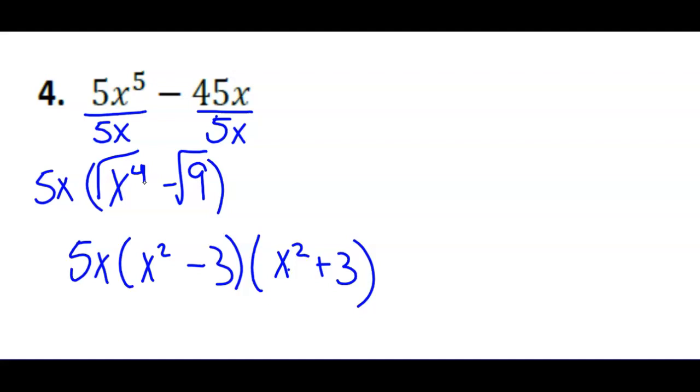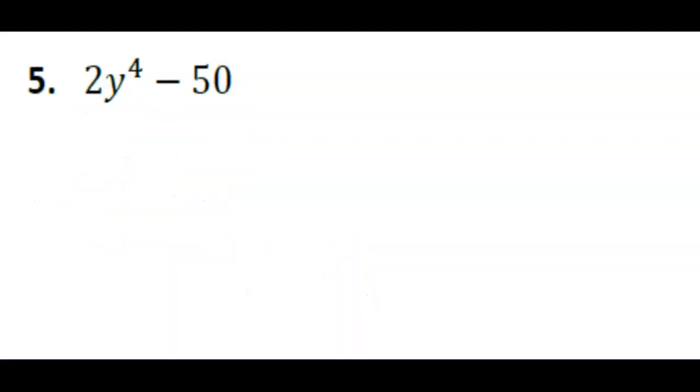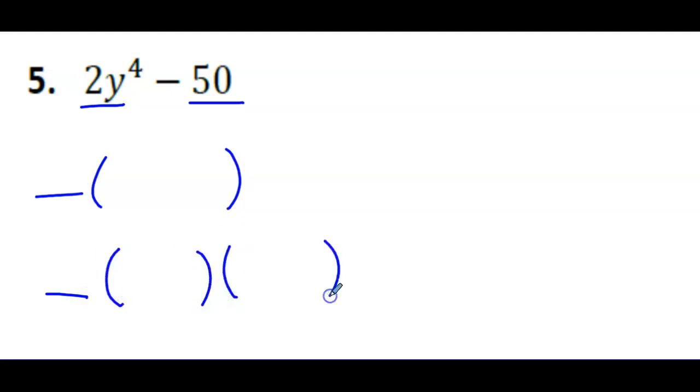Okay? All right, I would like you to try number 5. What can you divide both of these by? I will give you that hint. Okay? Write down what you can divide them by, what you have left on the inside, and then your final answer is going to have what you divide them by with your binomial in it. So please fill that in. Okay?